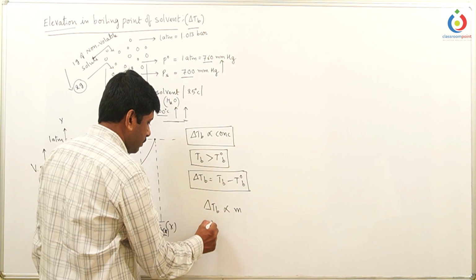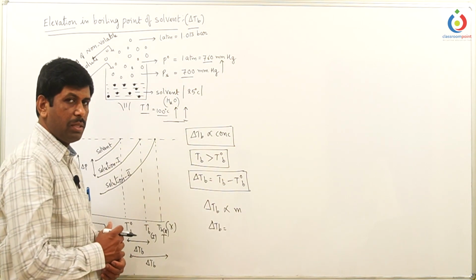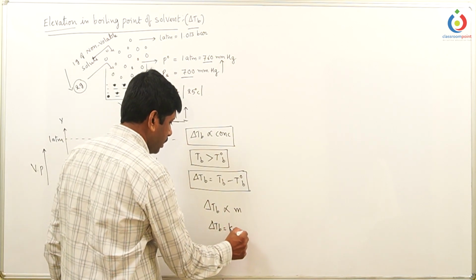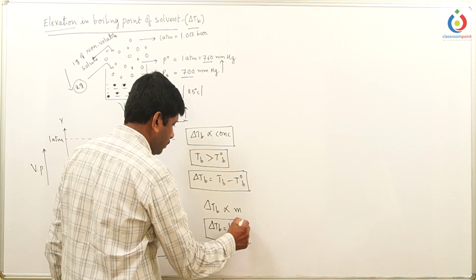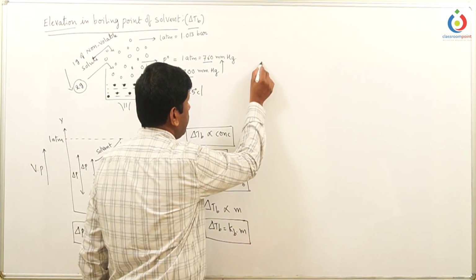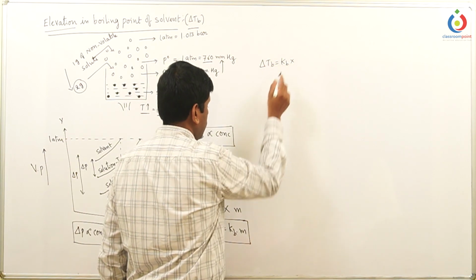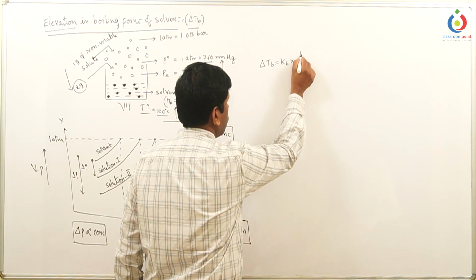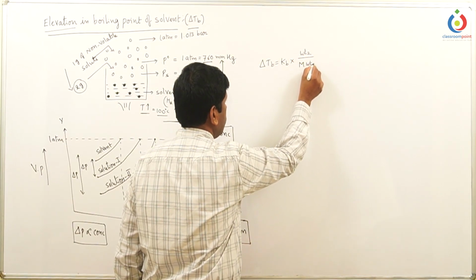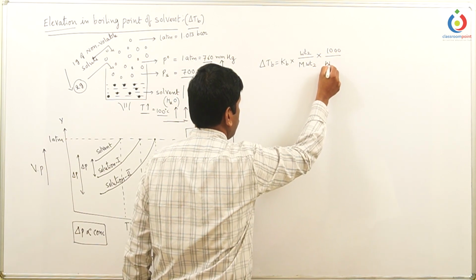So now here delta TB equals, let us replace this proportional symbol using the constant, that is KB into m. So what is m? m stands for the molality. So here we can write down that delta TB equals KB into molality. Molality formula is weight of solute divided by molecular weight of solute into 1000 by weight of the solvent in grams.